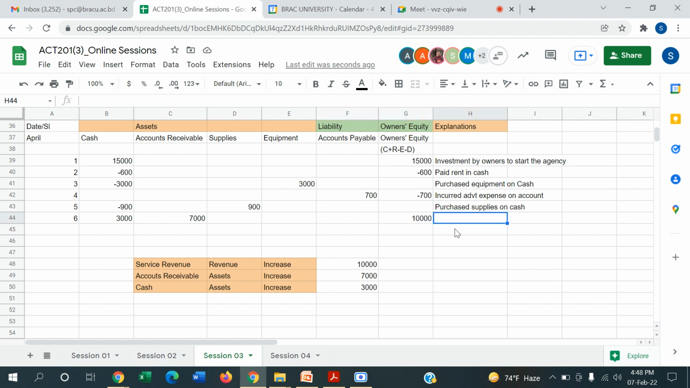This is how it is going to be affected. And we can write down the explanation: performed services on cash and on account. That's all. Any query? Sir, if you write any number in brackets, does it mean it's negative? Yes, it's negative. In accounting, if you write any number in brackets, it's considered a negative value.